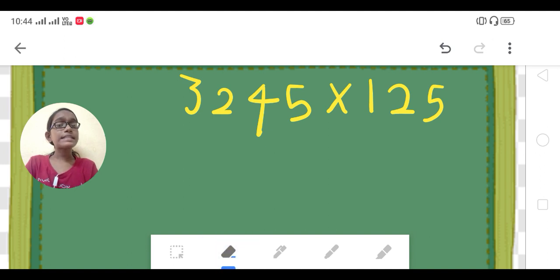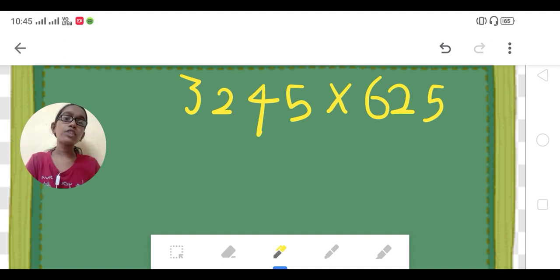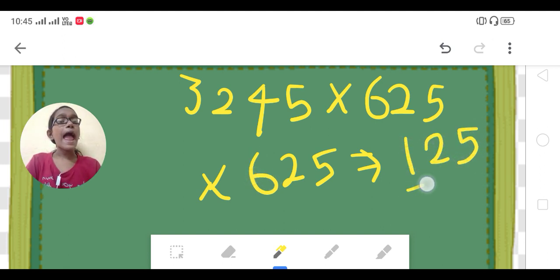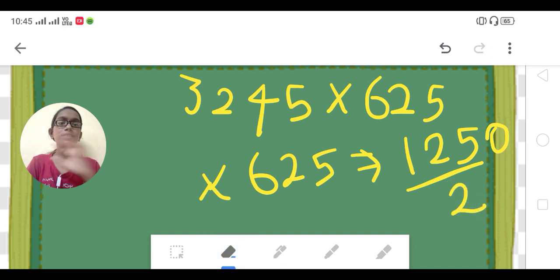Now moving on, let's multiply the same number, instead of 125, with 625. We will learn this trick as well. When you have to multiply any number with 125, just multiply this number by 25, then put a 0 in the end, and then divide this number by 2. Isn't it very simple? But when you want to multiply any number with 625, what you will do is just multiply this number with 125, put a 0 in the end and divide it by 2. If you multiply any number with 625, you have to do the same.